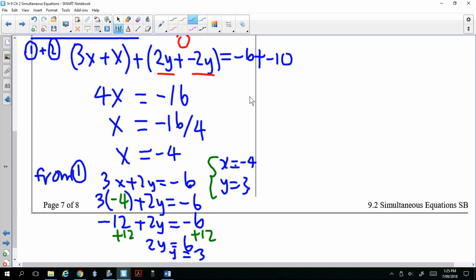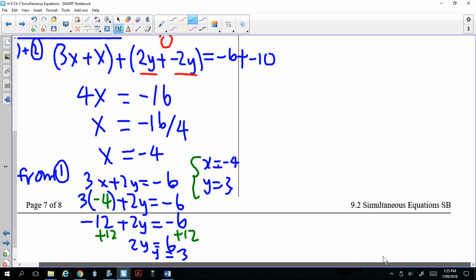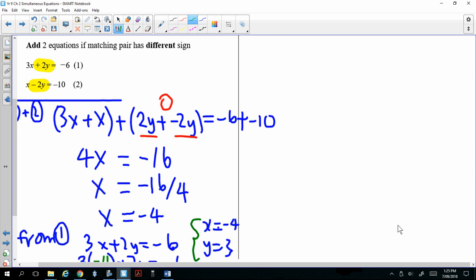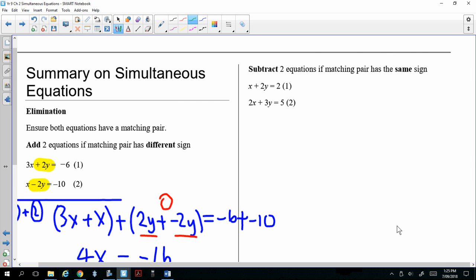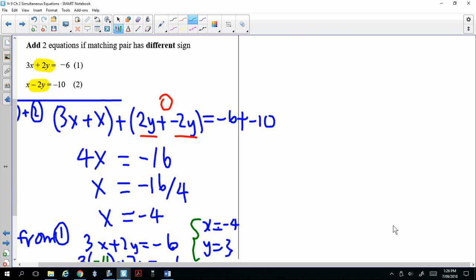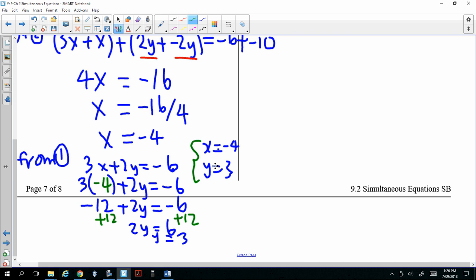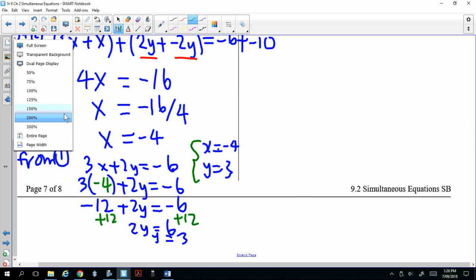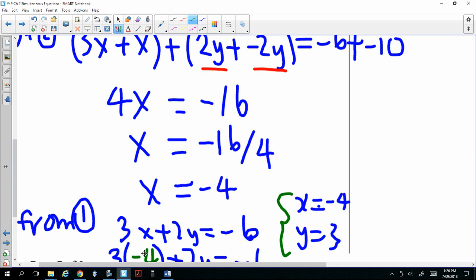Okay, the next question we're going to do is, are you ready for the next type? So the answer is 3 and negative 4. Substitute and solve for y. Okay, now let's move on to the next question. The next one, you have to do one extra step.